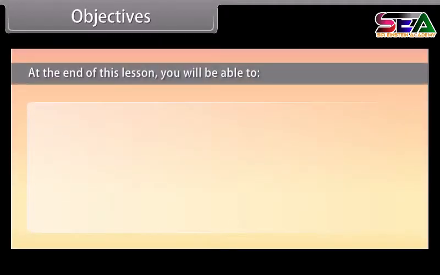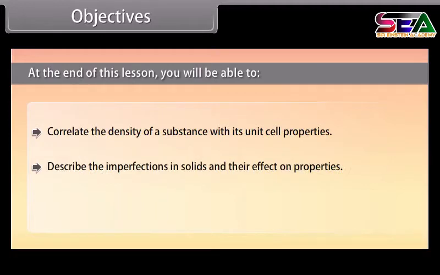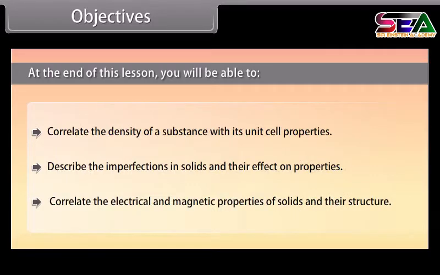Objectives. At the end of this lesson, you'll be able to correlate the density of a substance with its unit cell properties, describe the imperfections in solids and their effect on properties, and correlate the electrical and magnetic properties of solids with their structure.